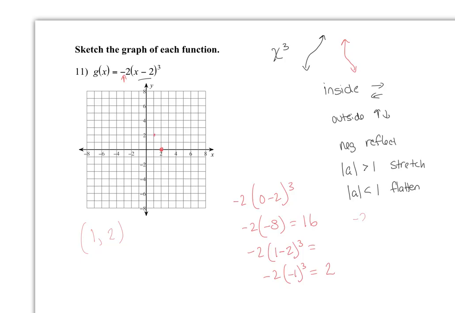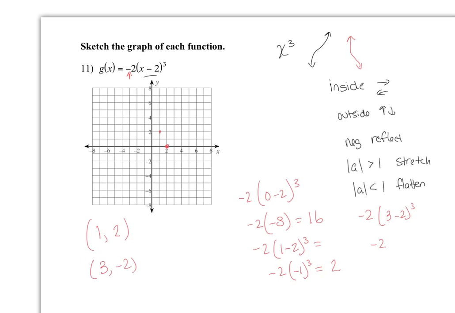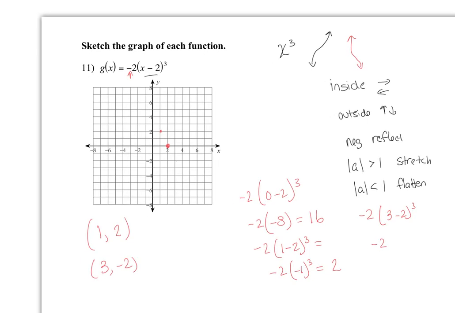So I'm going to say negative 2 times 3 minus 2, quantity cubed. 3 minus 2 is 1, 1 cubed is 1. And then times negative 2 is negative 2. So I know that if I plug in a 3, I get negative 2. And so I'm going to go to 3, and I'm going to plug in negative 2. And then you can see that my graph is going to do something like that.